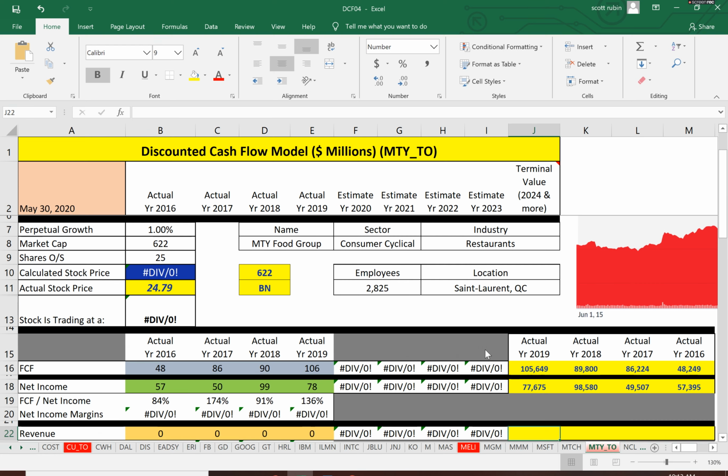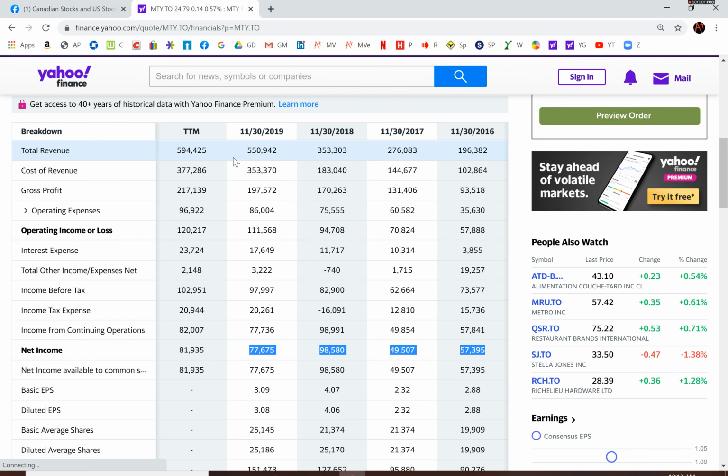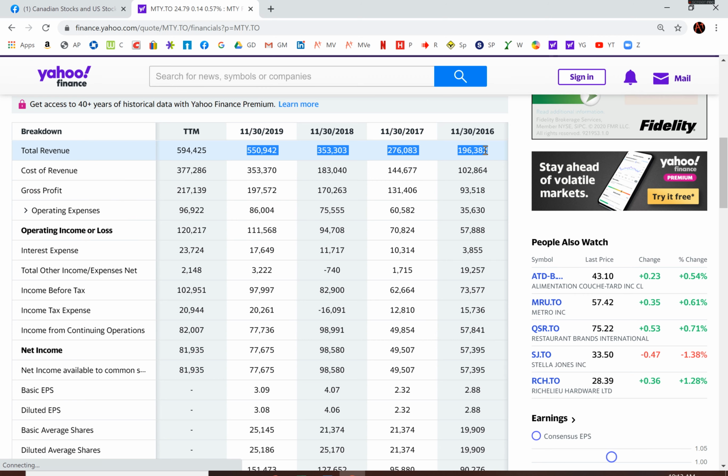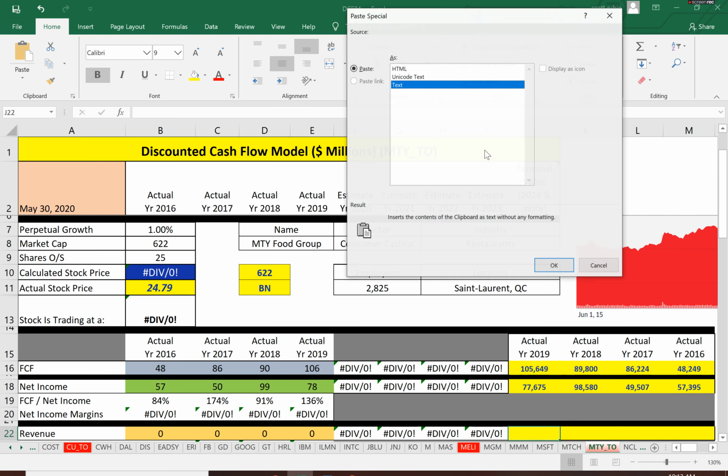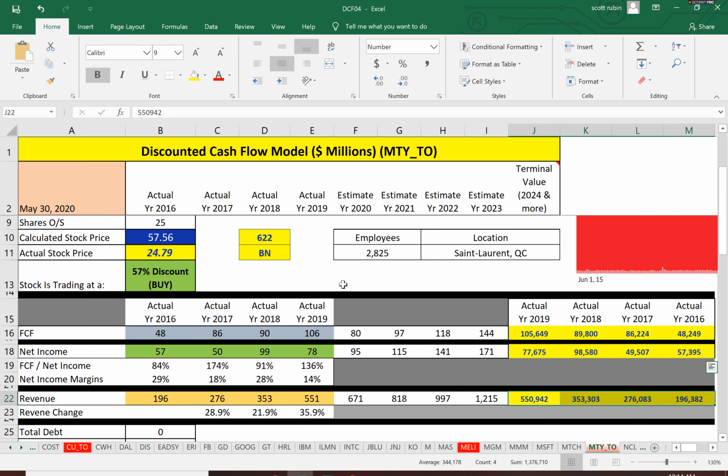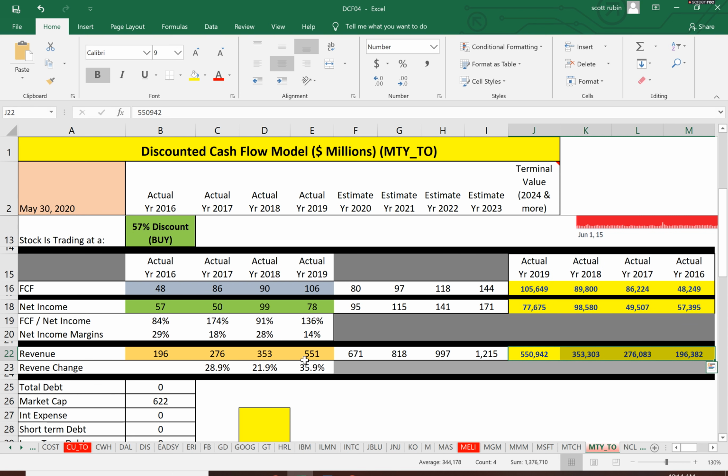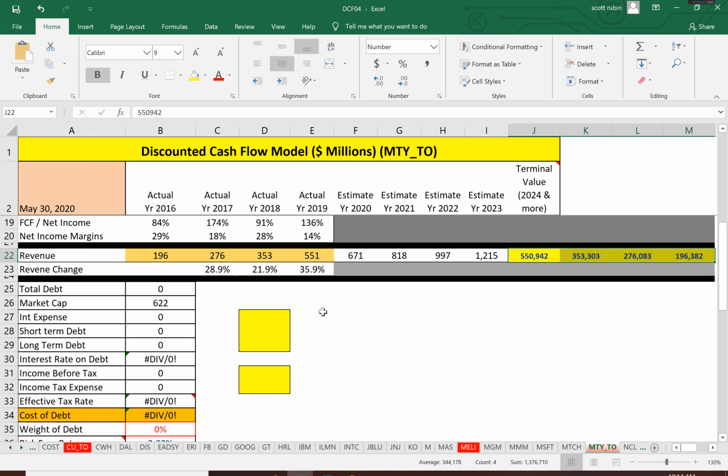And last is revenue. So you can see they had a nice increase in revenue in 2019. That's a good sign. The revenue increased each year pretty consistently. Net income, it did increase in 2018 but dropped back in 2019.